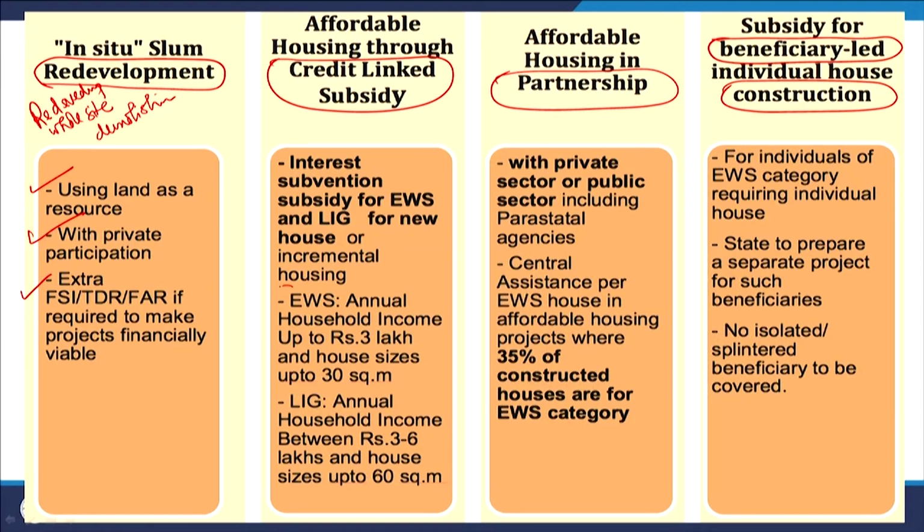Usually in the current rate of interest, it is 8 to 9% that all the housing finance institutions are charging, but under this scheme it is about 3 to 4% which ultimately a poor person is going to incur. Now, the eligibility for EWS is up to 3 lakh income, and the size of the house will be 30 square meter. For LIG it will be 3 to 6 lakh and the size will be 60 square meter. So, this is the eligibility for the credit linked subsidy. Under this vertical, many people have already got the benefit from this Pradhan Mantri Awas Yojana.